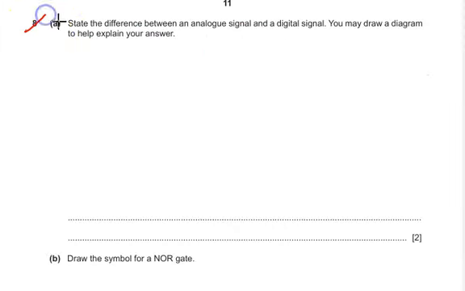For number 8a, state the difference between an analog system and also a digital system. You may draw a diagram to help explain your answer. The same question came out in 2020. I'm not sure which paper, 4.3 or 4.2.